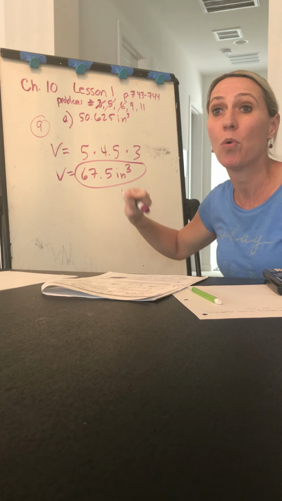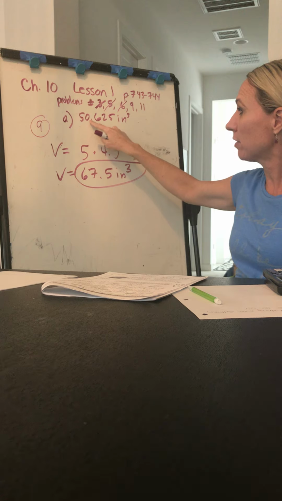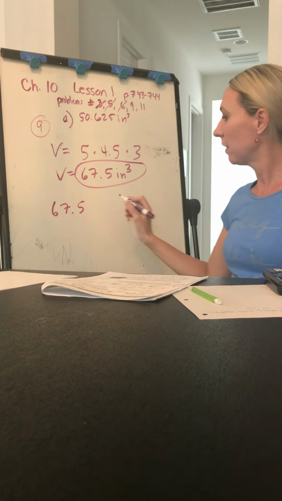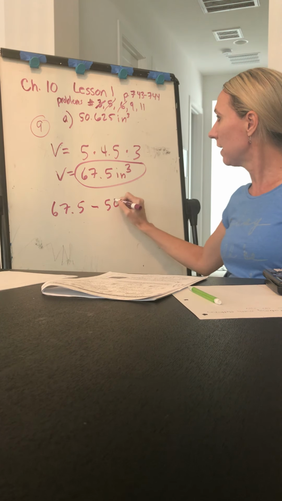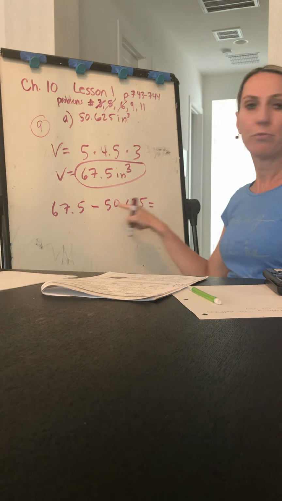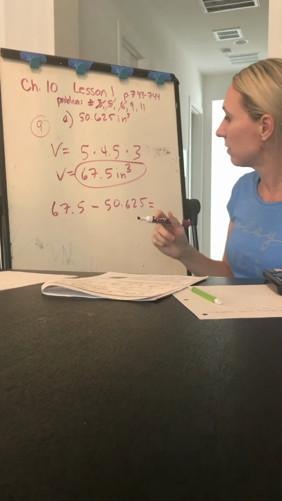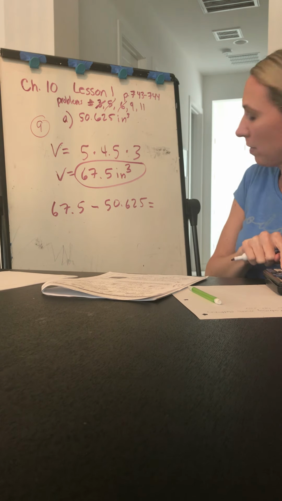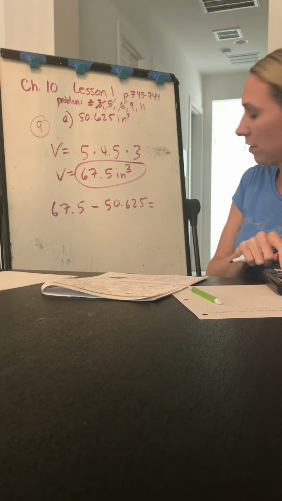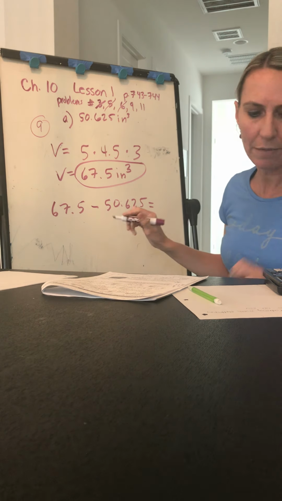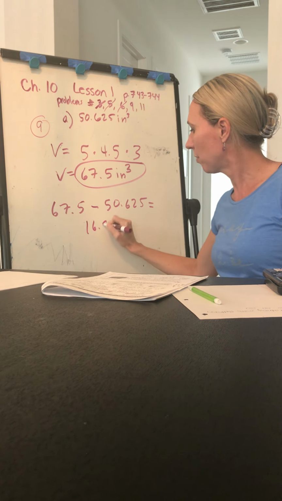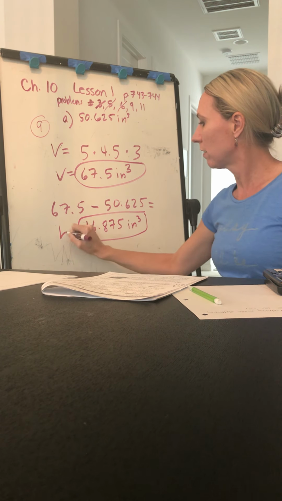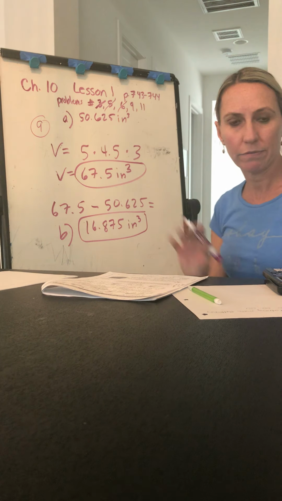Okay, now this is the volume if you filled it all the way to the top, but the question said how much more would it be? So we're going to subtract those two, because this is the amount filled to the very top, and this is how much was actually in it. I'm just going to subtract the two to see how much more I could put in it. So 67.5 minus 50.625, and I get 16.875 inches cubed, and that's how much more we could put in without it overflowing.